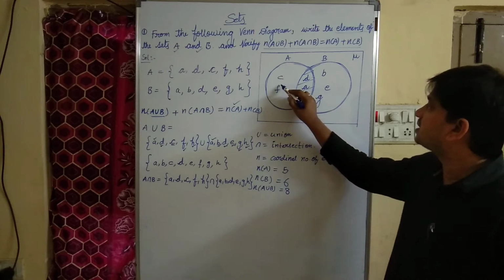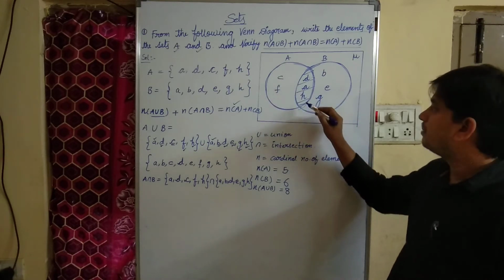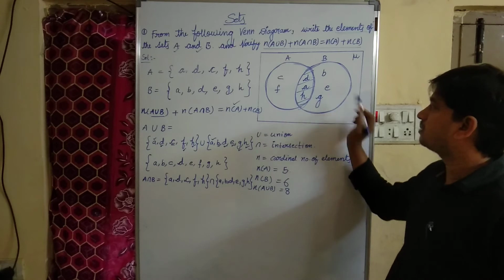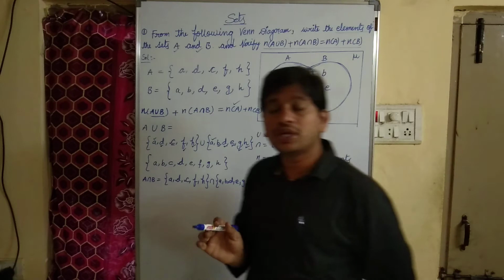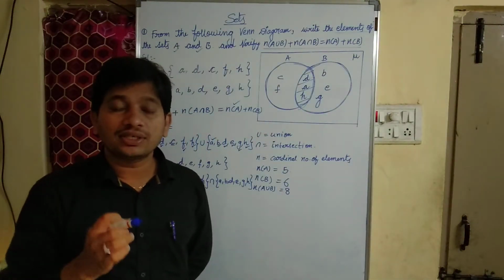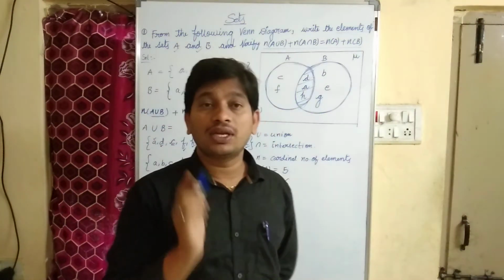Element A which is there in set A as well as set B. Element H which is there in set A as well as set B. So elements A, D, H are common for both the sets. Intersection in the sense we need to write the common elements.